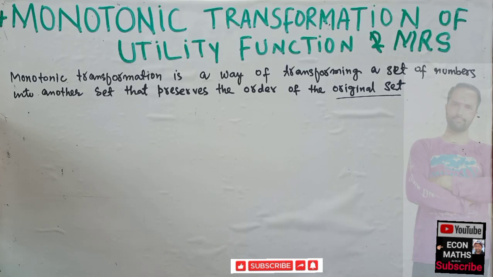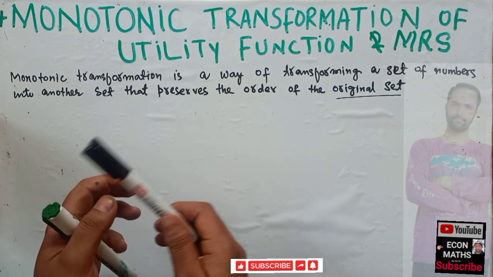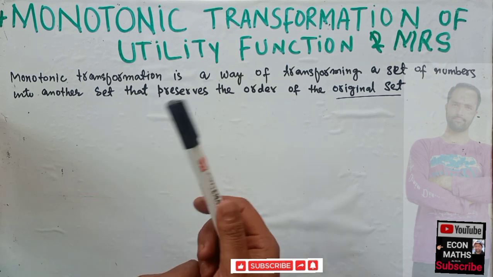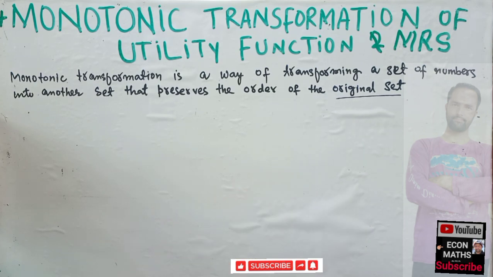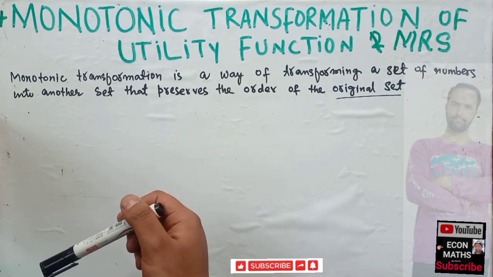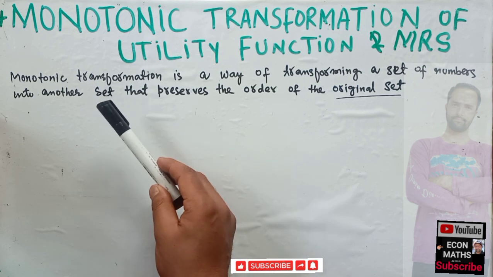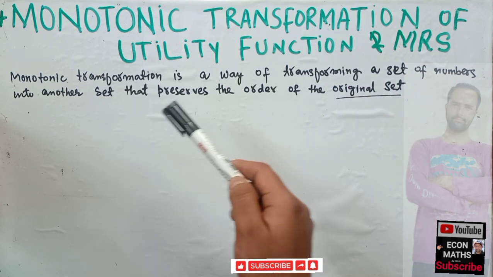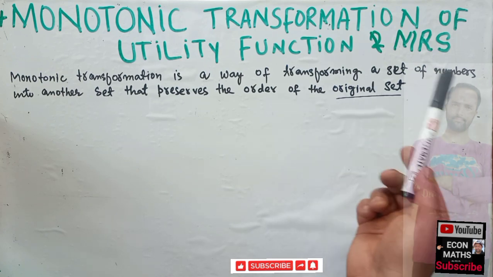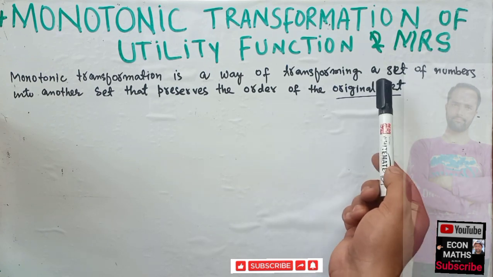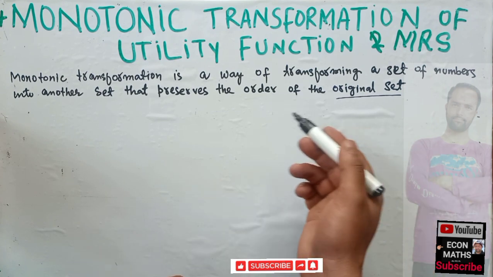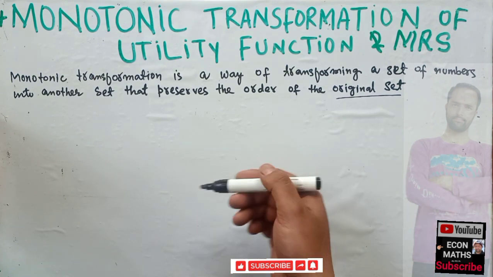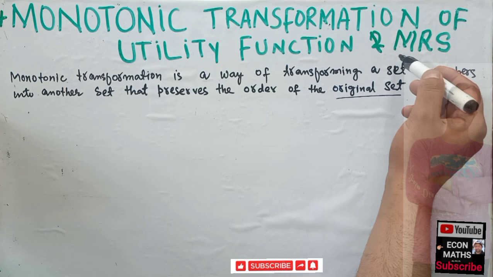Now in this video we will learn about the positive monotonic transformation of utility function and marginal rate of substitution. In the earlier video I explained the monotonic transformation of utility functions. So what is meant by monotonic transformation? It is simply a way of transforming a set of numbers into another set that preserves the order of the original set. I have explained it in the earlier video, so let's give one example to make this relevant for the MRS.